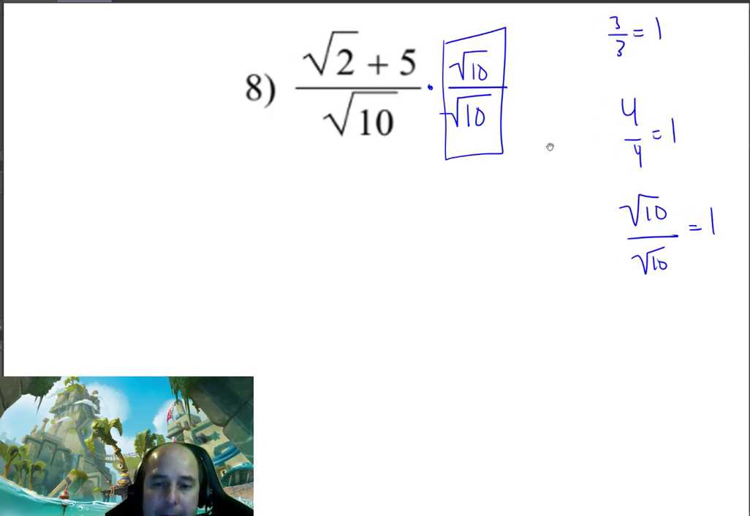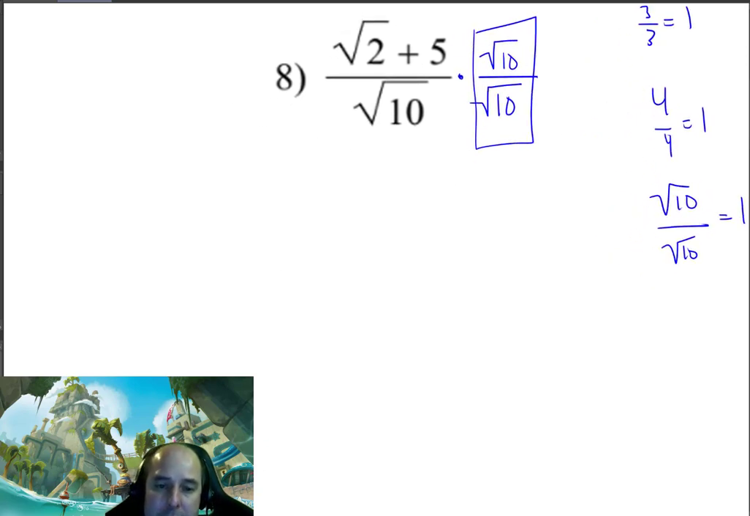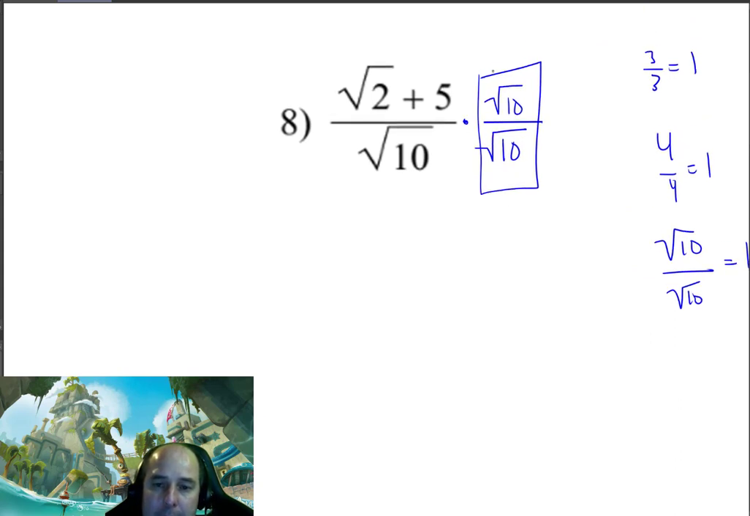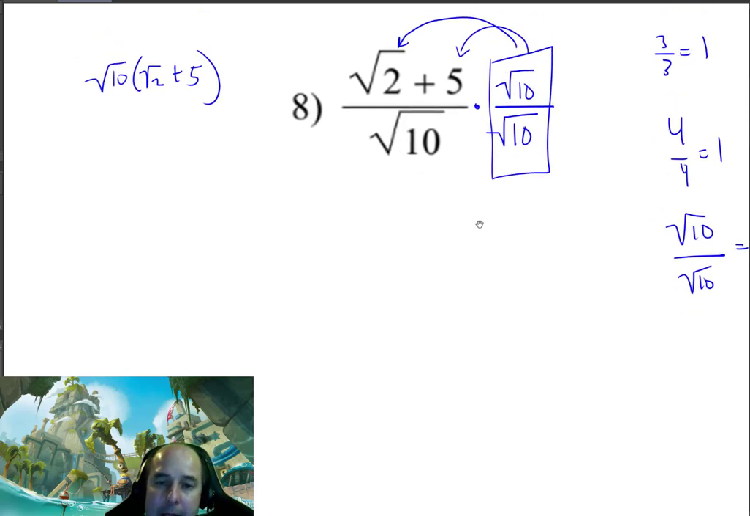And by multiplying it by 1, we're going to get it into a form that we want to work with. Now notice, because there's 2 terms on top, I'm going to need to distribute this square root of 10 to both of those terms in that multiplication process. Essentially what I had was the square root of 10 times the square root of 2 plus 5, if you put it in parentheses. So anyway, let's go ahead and do that now.